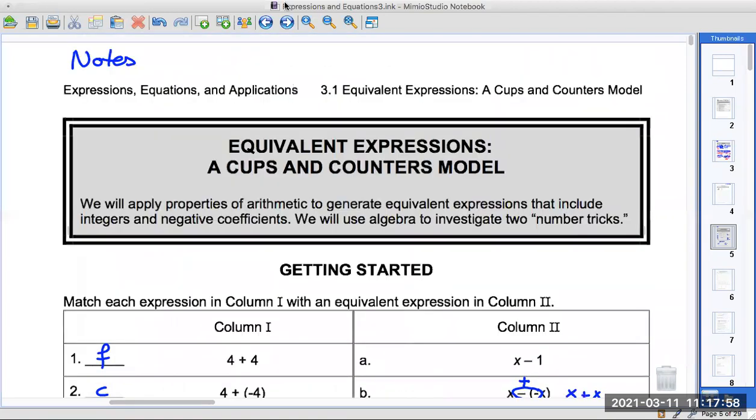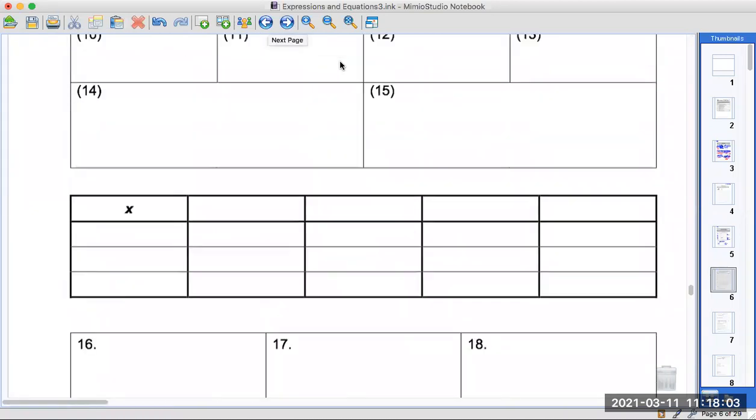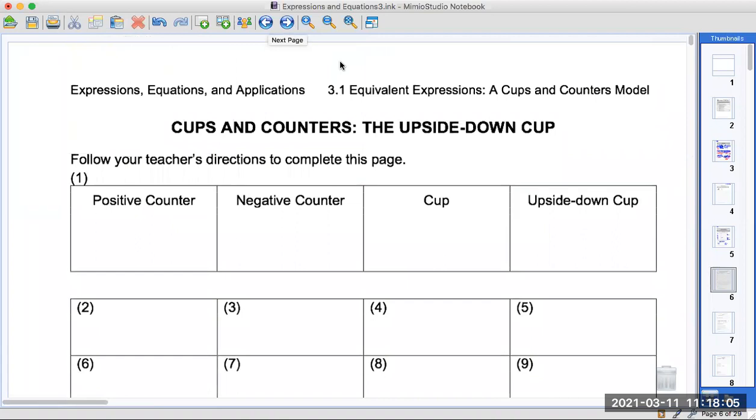Do we have something on top? Notes. Yep. And now this page is also notes, and some homework. Cups and counters, the upside down cup. And so a positive counter looks like this, and the value is a +1. A negative counter looks like this, and the value is a -1.